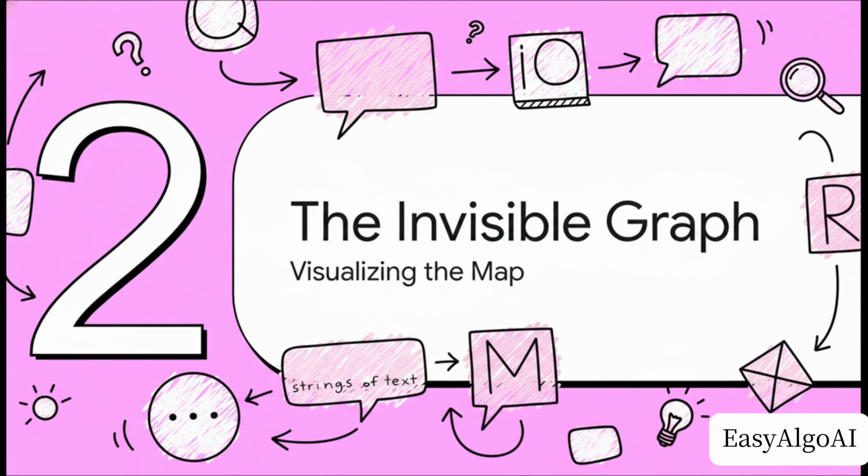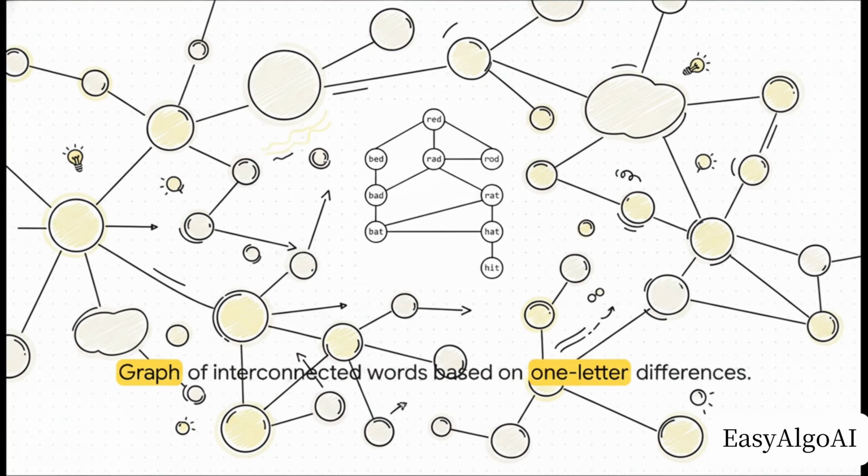Moving right along to Section 2. Visualizing the invisible graph. This right here is a massive aha moment because it's where we realize we aren't just dealing with basic strings of text anymore. If we take a step back and draw direct connections between every single dictionary word that is exactly one letter apart, this invisible map suddenly emerges.